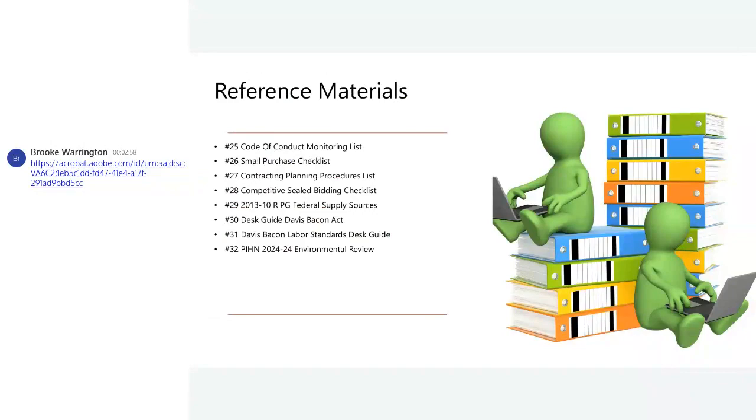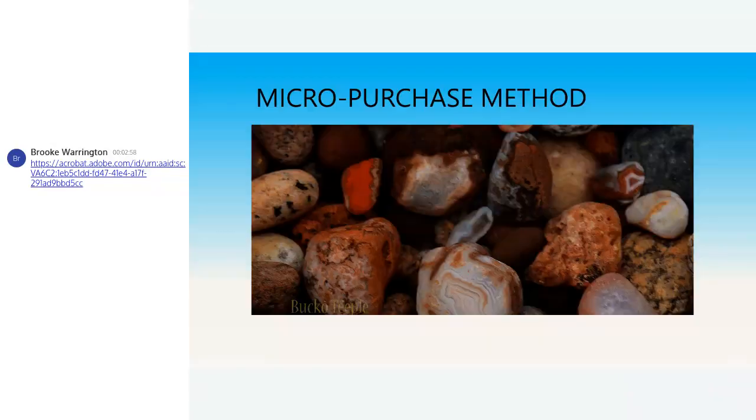And then that code of conduct, a monitoring list, a small purchase checklist, your contracting planning, competitive sealed bidding checklist, that should be helpful. Davis-Bacon Act and the desk guide, your GSA federal supply sources, and the environmental review. That's a brand new document in the latter part of last month that will show you different areas under your environmental review that they've made a little bit easier.